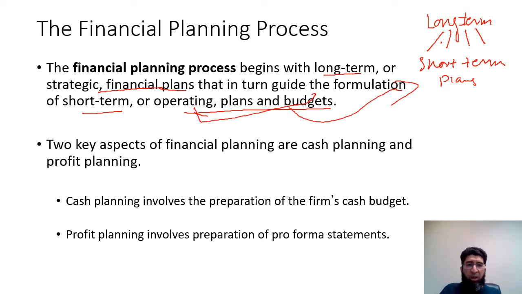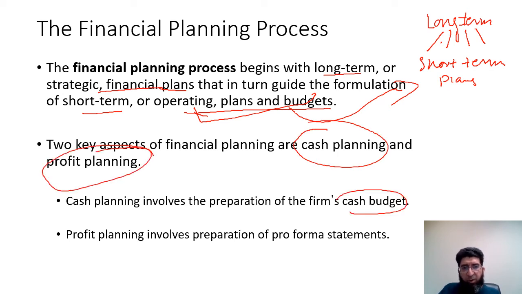Two key aspects of financial planning are cash planning and profit planning. So we will look into this. Cash planning involves the preparation of the firm's cash budget, and profit planning is the pro forma statement. First we will look at the cash budget and how we will build it, and then we will look at how to build the projected pro forma statements to calculate the profit.